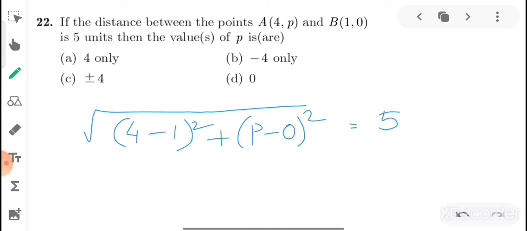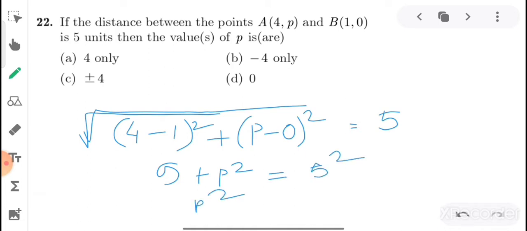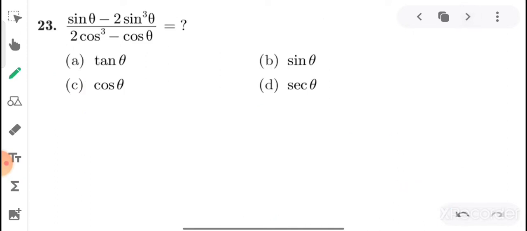Then 4 minus 1 is 3, 3 square means 9 plus P square, and if we remove the root from this side, then it will give square on the right hand side. Then P square will be 25 minus 9, that is 16. P will be root 16, meaning plus minus 4. Root of any number gives two values, one is positive and another is negative, so the answer is plus minus 4.